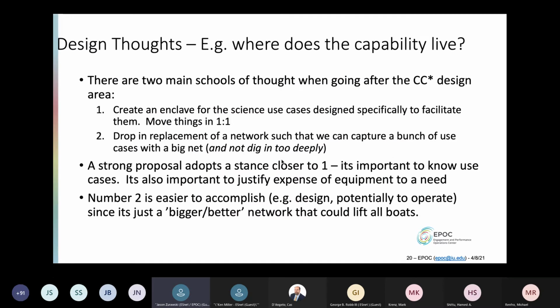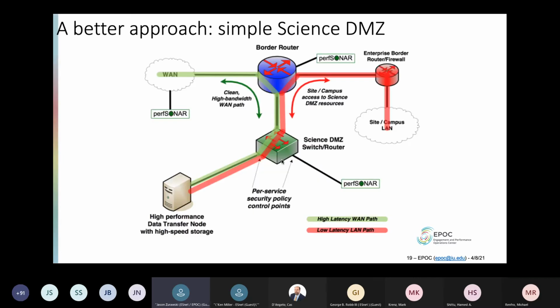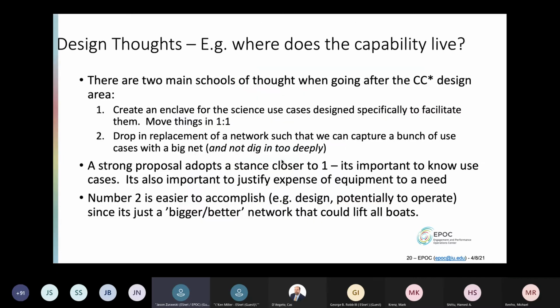All right, so where does the capability live? There's two sort of schools of thought here. When we looked at this, it's grafted onto the side of our existing network. Do we want to create an enclave like this for science use cases that are designed specifically to facilitate them? Or do we want there to be a drop-in replacement of our existing network so that we basically build out the Science DMZ to everybody's desktop? If you're thinking about going after CC* money, you have to think about these two things. We usually like to encourage people towards number one.